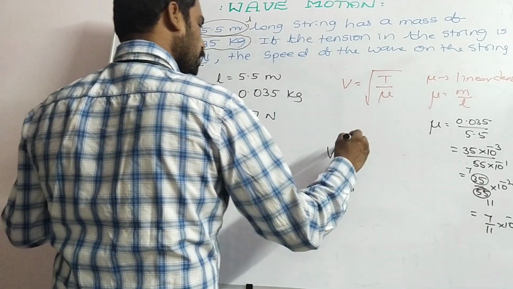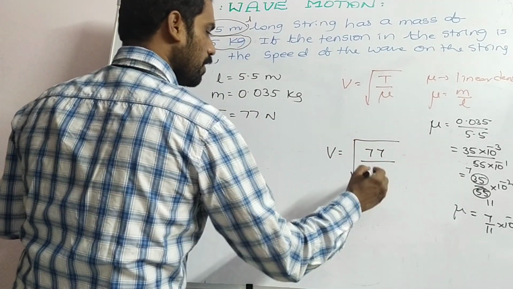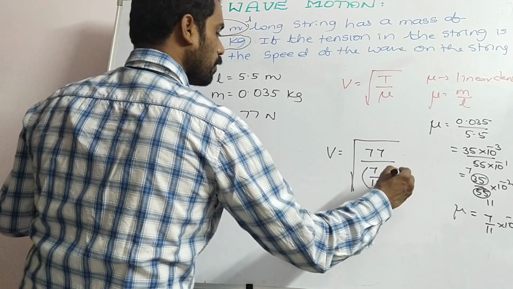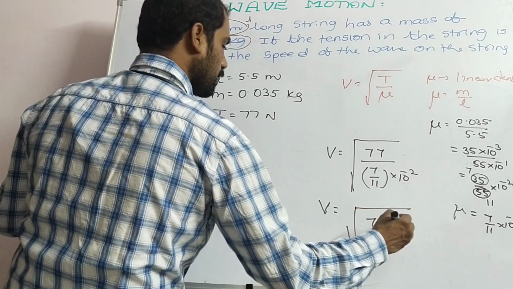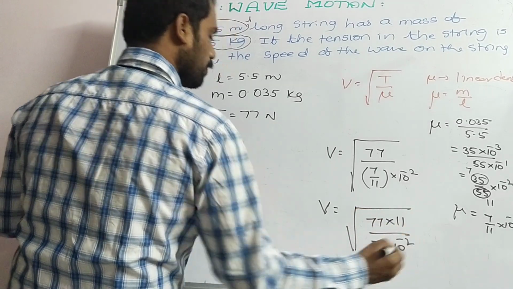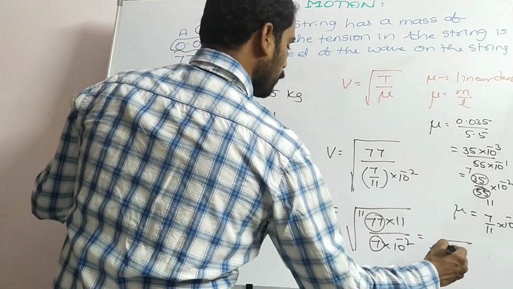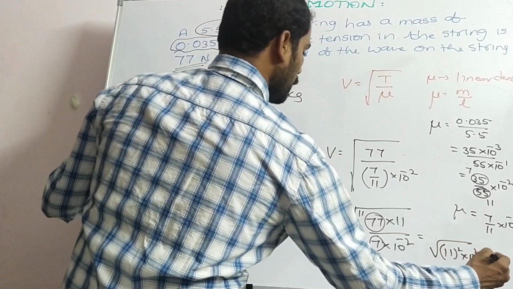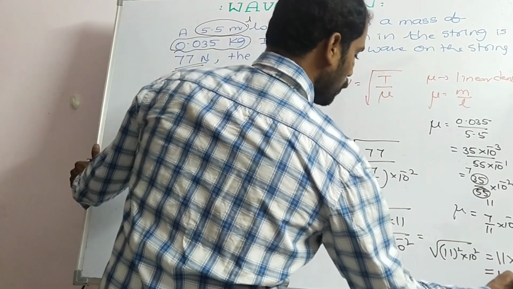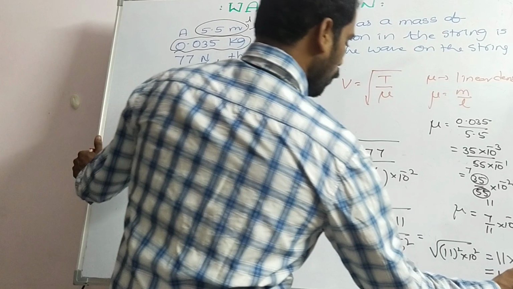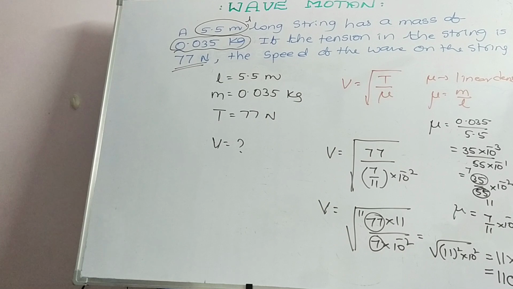Now speed V is equal to root of tension T, 77, by mu value, 7 by 11 into 10 power minus 2. Now V is equal to root of 77 into 11 by 7 into 10 power minus 2. 7 ones, 7 11s. So that is root of 11 square into 10 square, 11 into 10. After getting out of the root, that is equal to 110 meter per second. 110 meter per second will be the answer.